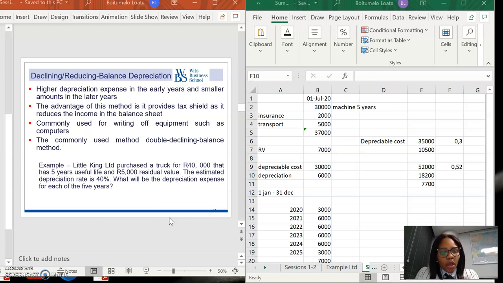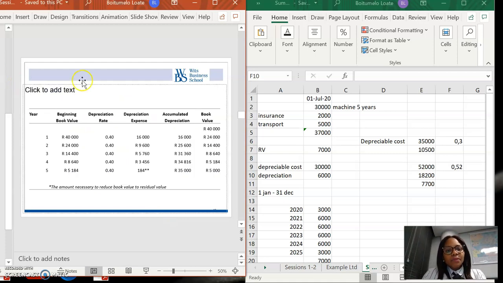So let's look at this example that we were looking at at the end of the last video. Little King, you had purchased a truck for $40,000 and you had a 5-year useful life with a $5,000 residual value. They gave you a depreciation rate of 40%. Okay? You needed to use that depreciation rate of 40%, not on the original cost each year, but on what I said is the book value or carrying value.